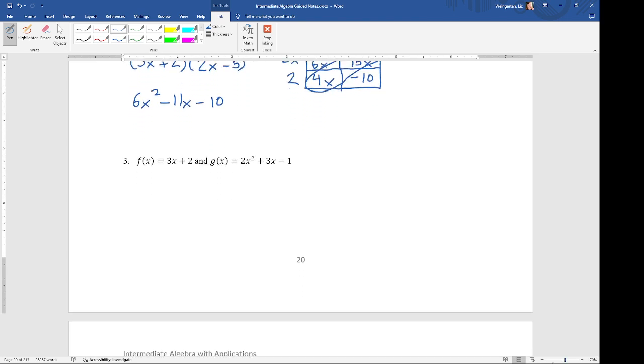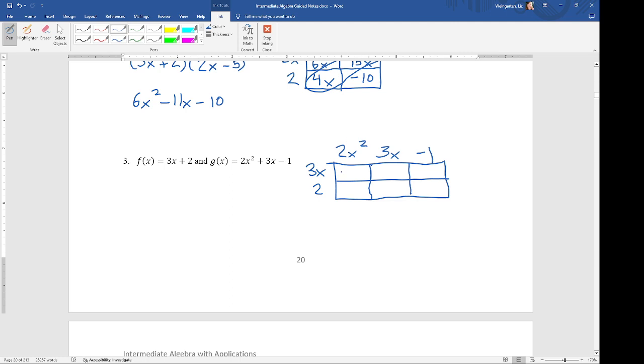So the reason I chose the box method in the previous example is because it is actually going to be very useful in this last example. We have a binomial times a trinomial, so foiling can get pretty messy. So I'm going to go ahead and write my f of x in rows, write my g of x in columns, draw my box, put in my rows and columns, and multiply each row and column.